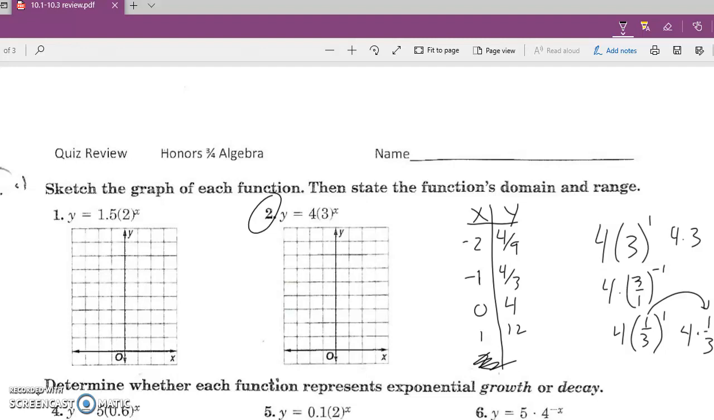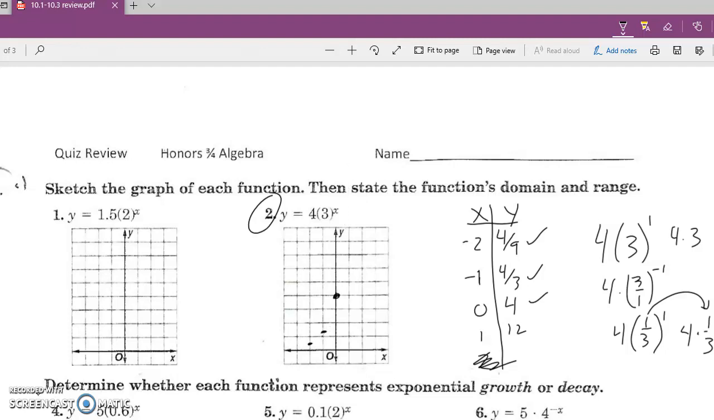So if I go to -2 and go 4/9, I'd have a dot right about here. That's this one. And then at -1, 4/3, that'd be right about here. That's this one. 0, 4, 1, 2, 3, 4 would be right there. And then 1, 12, of course, is way off the graph somewhere. Because we know exponentials always go like this. They come flat and then they skyrocket like this.